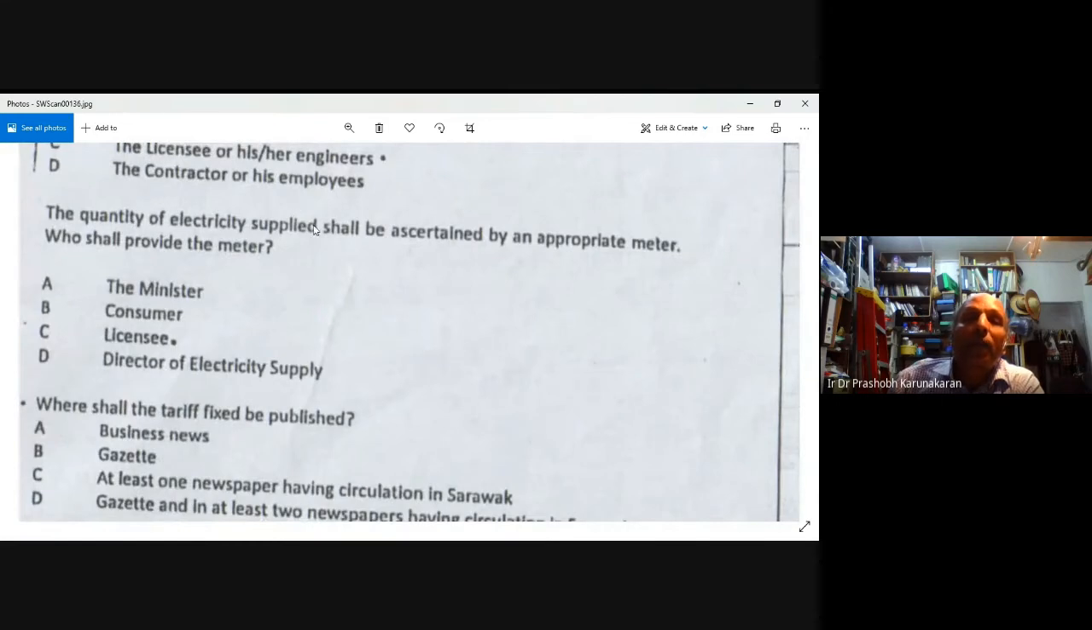The quantity of electricity supplied shall be ascertained by the appropriate meter, and who provides the meter must be SESCO, yeah, the licensee. The word for SESCO in the law exam is licensee. Okay.